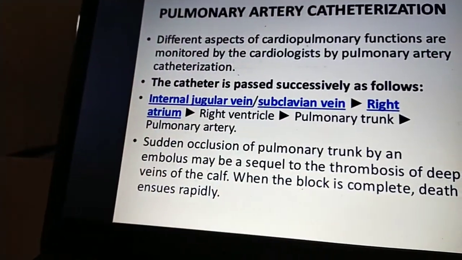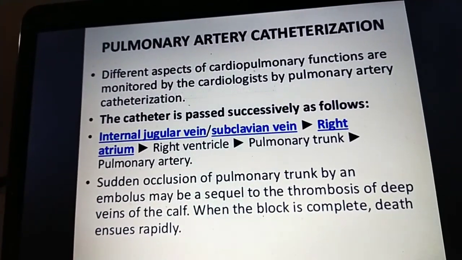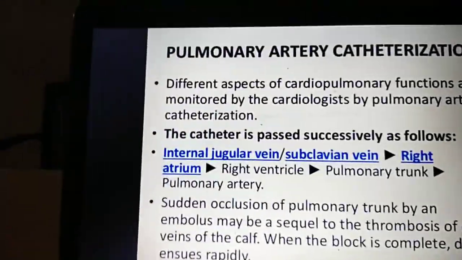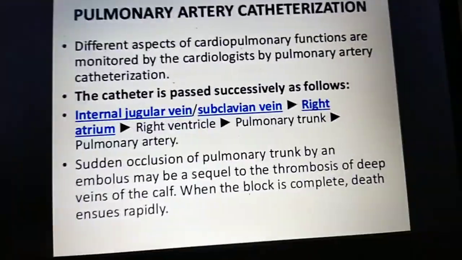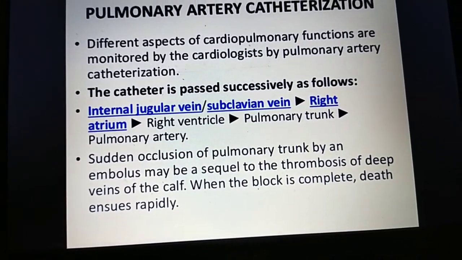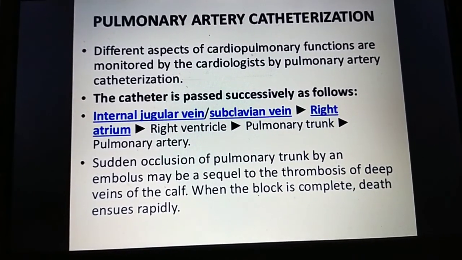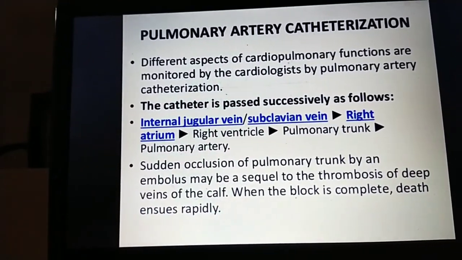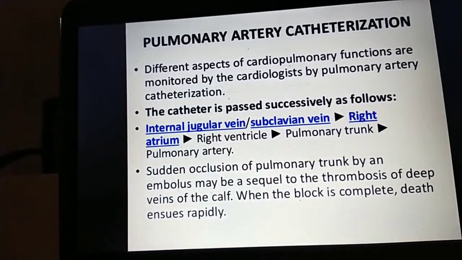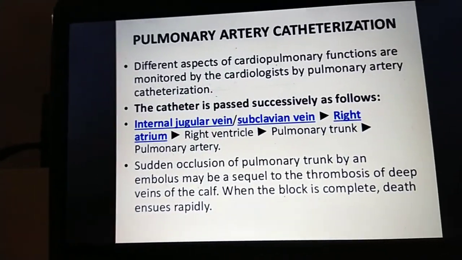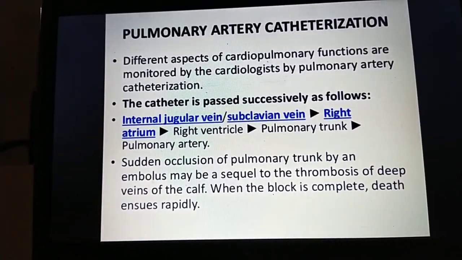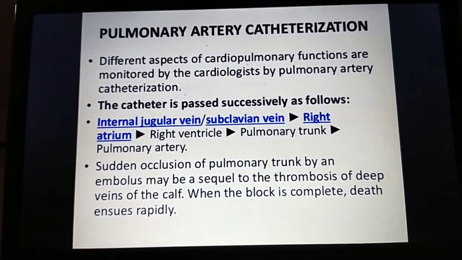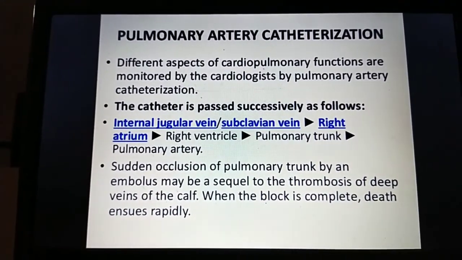Now we can go for the applied anatomy of the pulmonary artery or the pulmonary trunk. In some diseases we catheterize the pulmonary artery to measure its pressure, or in pulmonary hypertension we measure the pressure of the pulmonary artery by catheterization. This is one of the applied anatomy of the pulmonary trunk.